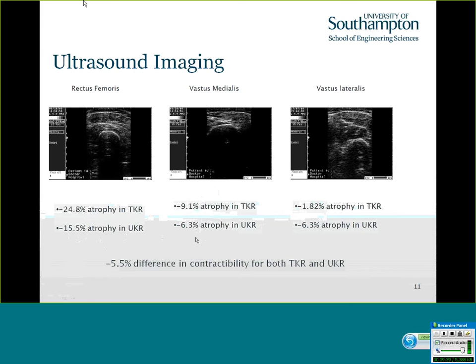And not only can we look at the muscle in its relaxed state in terms of muscle size, we can also have a look at the muscle when it's contracted. And we found that there was a 5.5% difference in contractibility. So that's the ability for the muscle to contract, for both the total knee replacement patients and the uni knee replacement patients. So we're seeing a loss of muscle size and contractibility. And for that, we can put those features within our model, so scale the percentage of physiological cross-sectional area of these particular muscles to suit that for each patient.